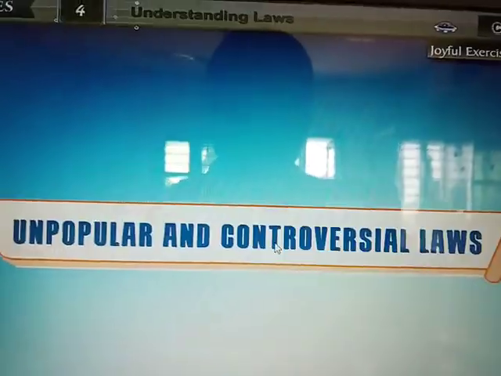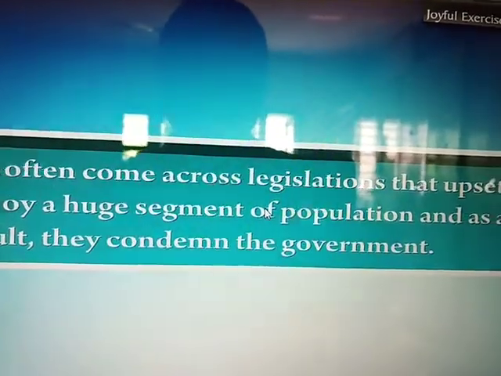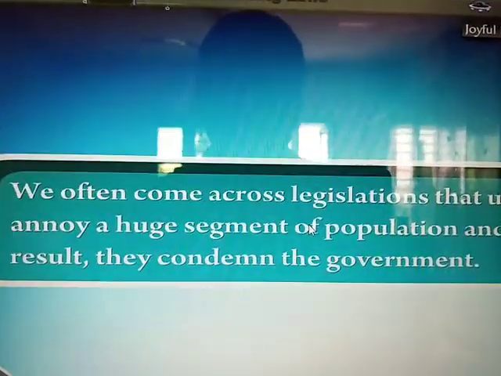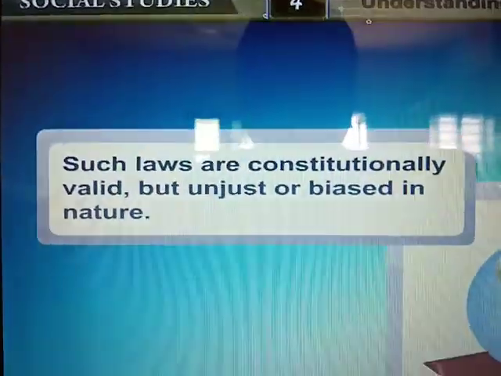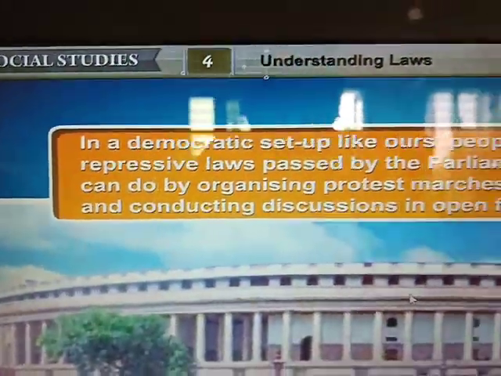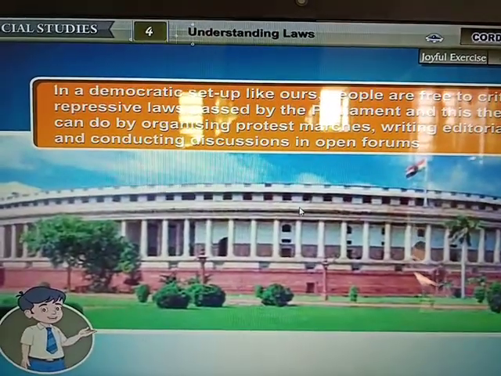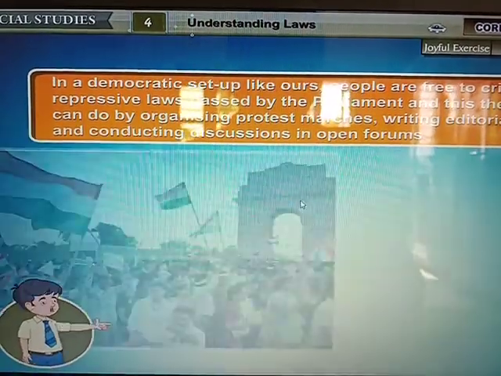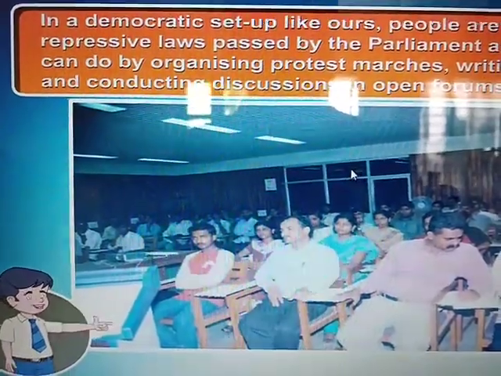Unpopular and controversial laws. We often come across legislations that upset and annoy a huge segment of population, and as a result, they condemn the government. Such laws are constitutionally valid but unjust or biased in nature. In a democratic setup like ours, people are free to criticize repressive laws passed by the Parliament, and this they can do by organizing protest marches, writing editorials, and conducting discussions in open forums.